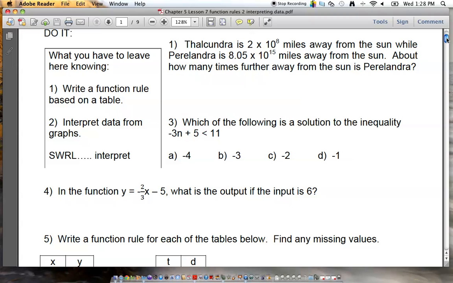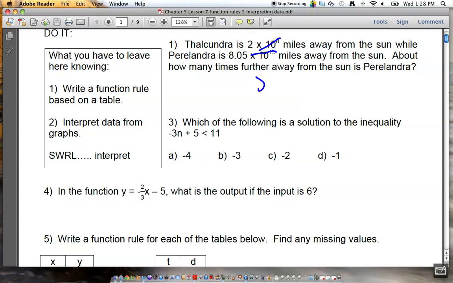Okay, Falcundra is 2 times 10 to the 8th miles from the sun, while Perelandra is 8.05 times 10 to the 15th miles from the sun. About how many times further from the sun is Perelandra? Well, remember how I said that if we're doing these questions and we see scientific notation, get rid of those? If one is 2 miles from the sun, the other is 8 miles from the sun, how many times further is Perelandra from the sun? 4 times bigger, right? And if I do 8 divided by 2, I get 4, don't I?